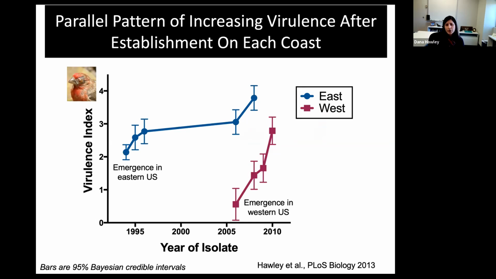Although you might immediately notice that the Eastern strains have higher average virulence than the Western strains, I'm not actually going to be talking about that pattern today, mostly because all we can do is hand wave about that, although it's an interesting story in itself. But what I want to focus on is the fact that in both regions, virulence has essentially been increasing over time, or the pathogen component of virulence has been increasing.